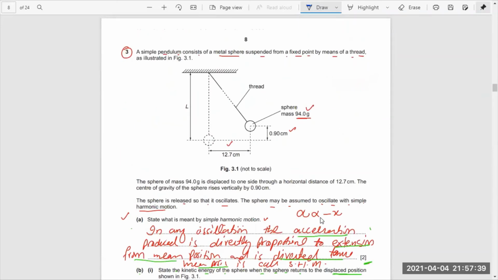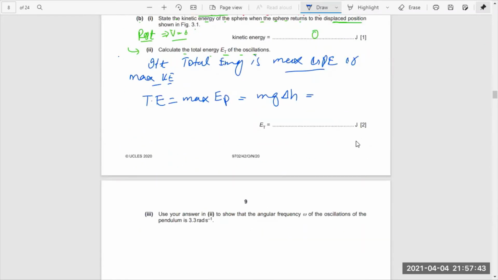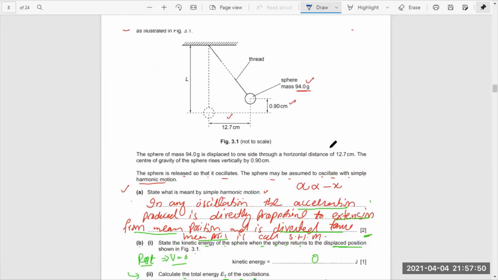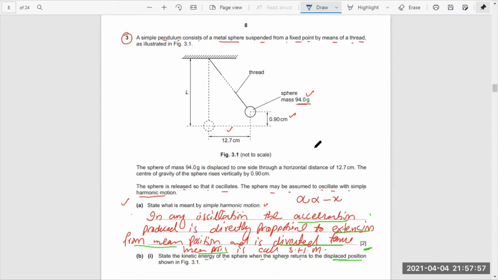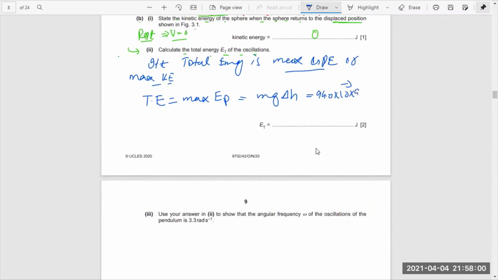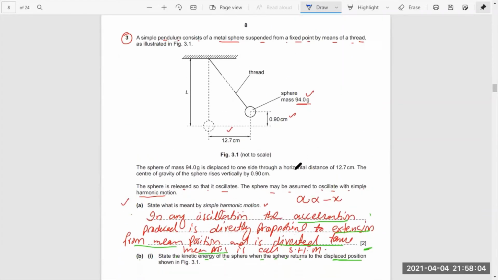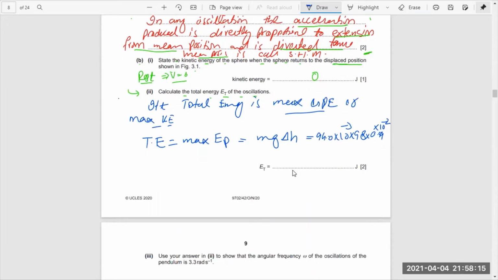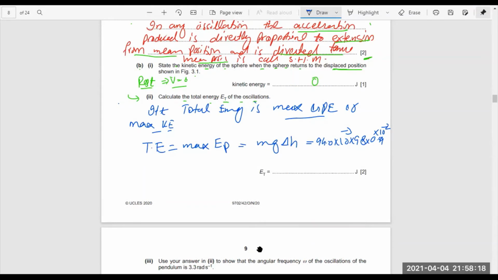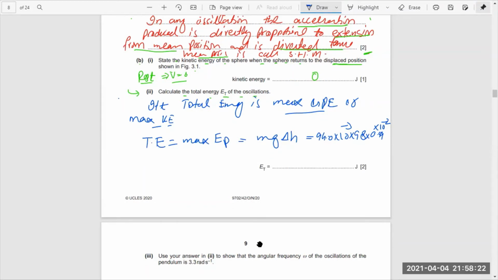The mass is given to you: 94.0 grams. You should multiply it with 10 raised to minus 3 so that it is converted into kilograms, because we have to use all the values in SI units. The height is 0.9 centimeters, and gravity is no doubt 9.8. We'll also convert the height: 0.9 is multiplied by 10 raised to minus 2, so it is converted into meters. Multiplying all this, we can easily get the value for the total energy, which is simply 8.3 into 10 raised to minus 3 joules.